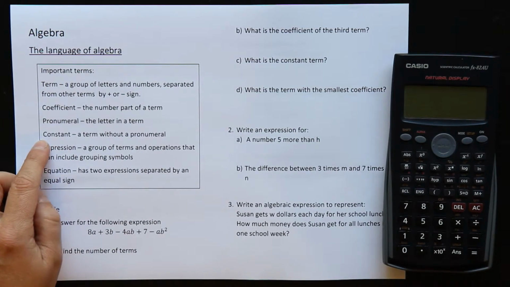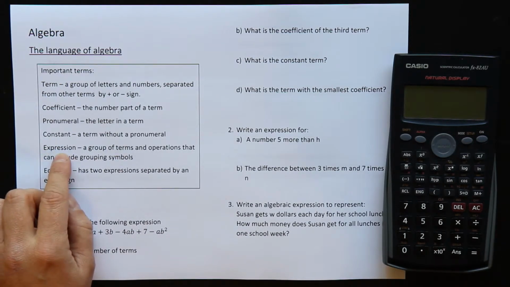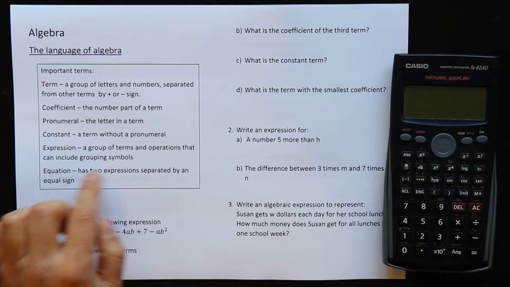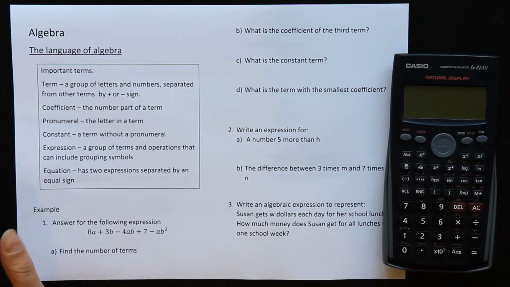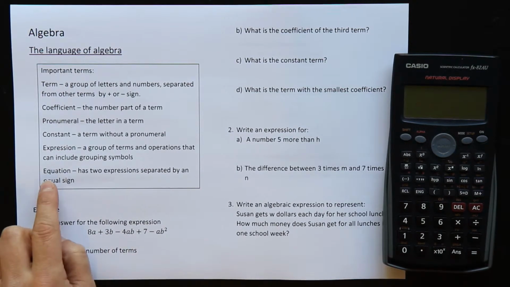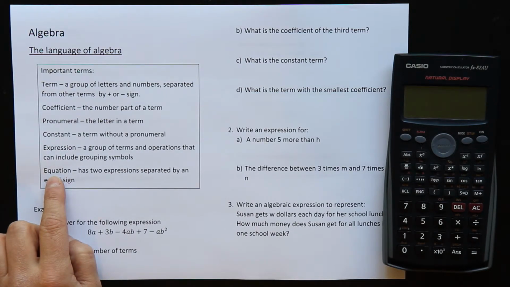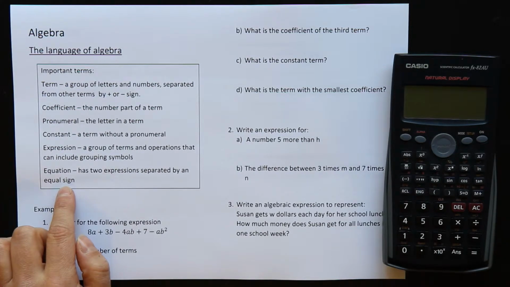A constant term is a term that doesn't have a pronumeral at all. We use the term expression for a group of terms and operations that can sometimes include grouping symbols. So basically, a bunch of different terms added and subtracted together is an expression. And finally, an equation has two expressions that are separated by an equal to sign.